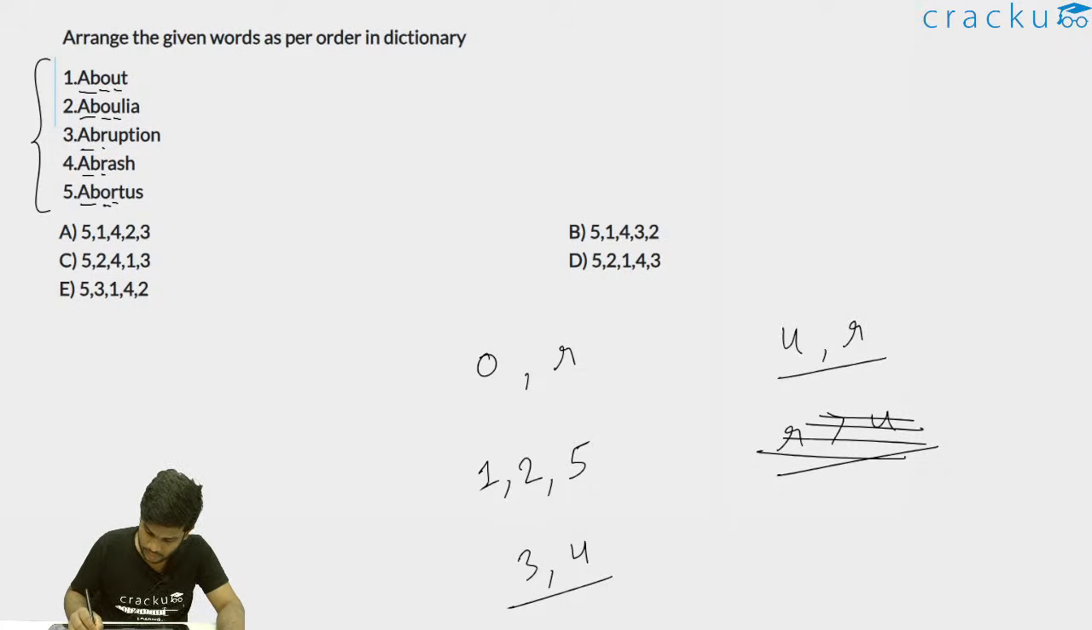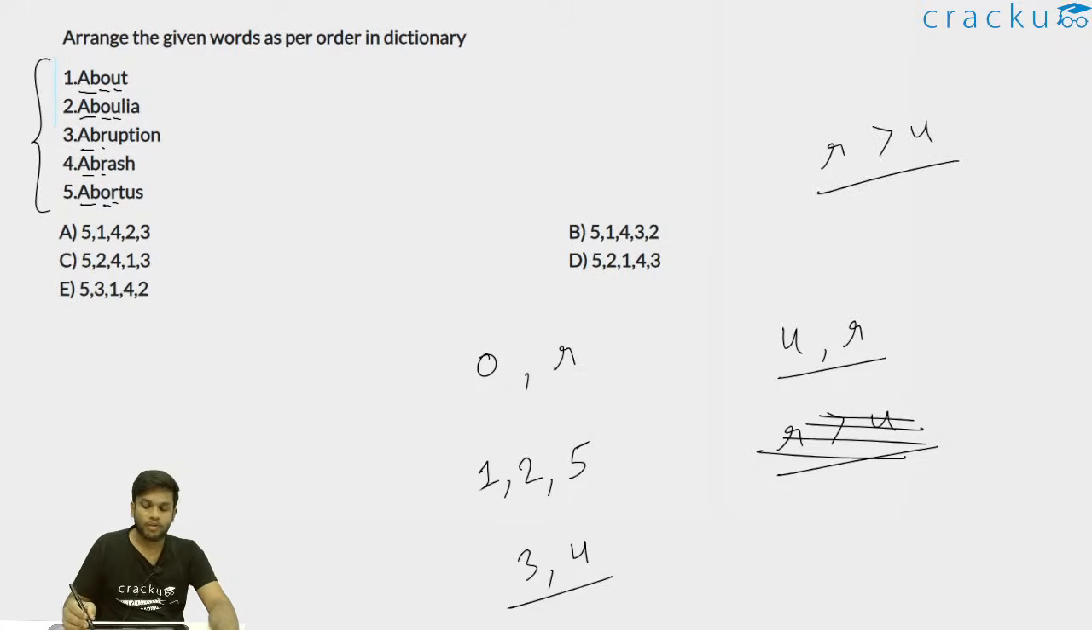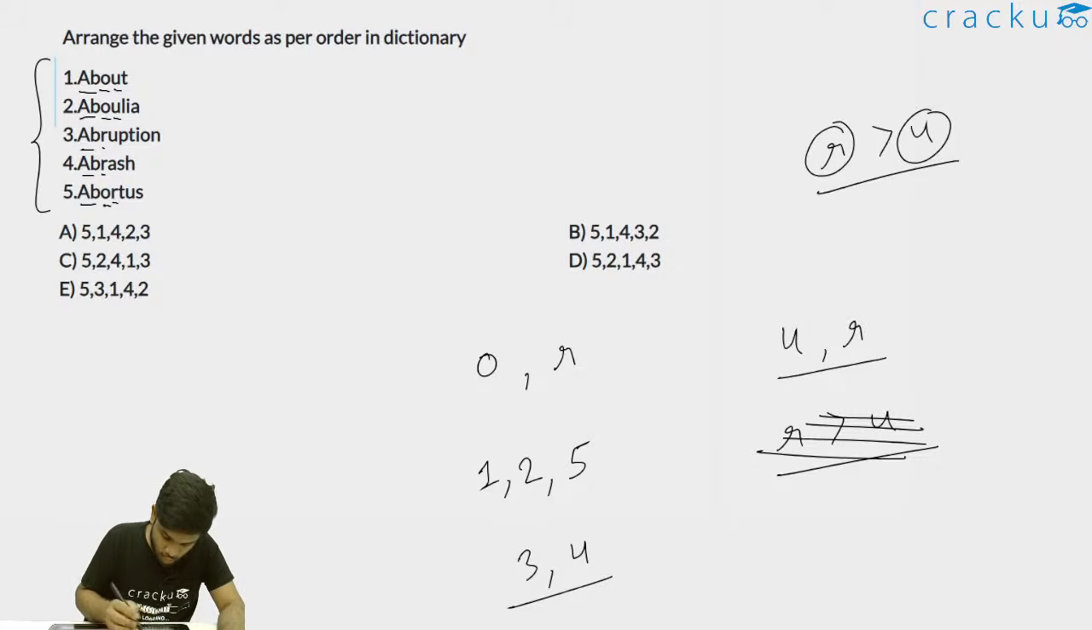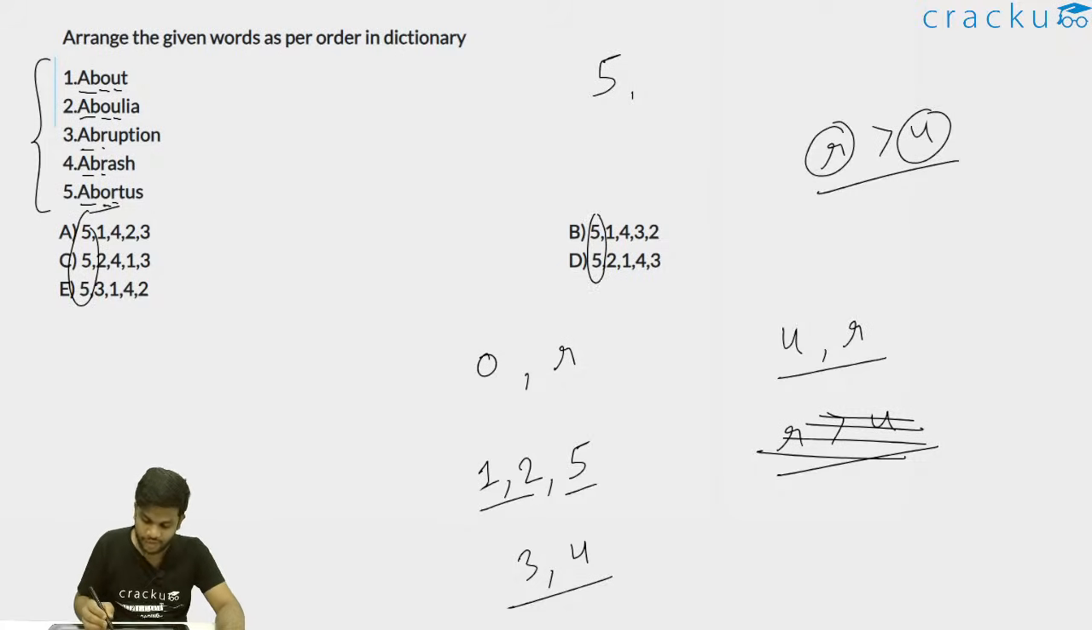Yes, R comes before U. So the word which contains R will be before the word which contains U. So U is in 1 and 2, and 5 is R. So 5 will be the first word. And we can look at from here also in all the options, 5 is the first word which is coming before. So we have found the first word, so we will just cross it out.